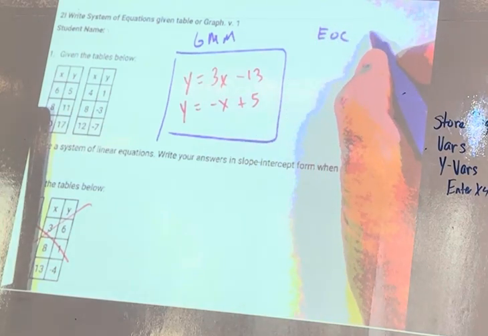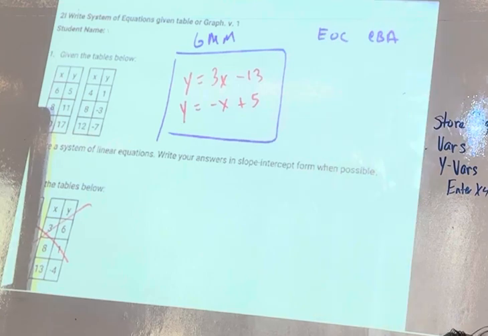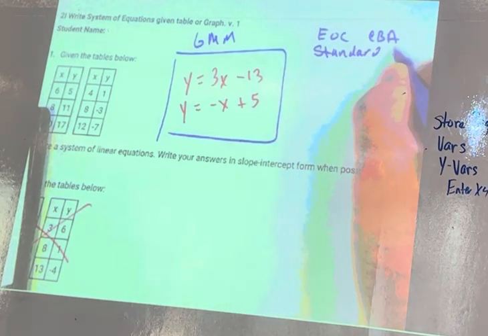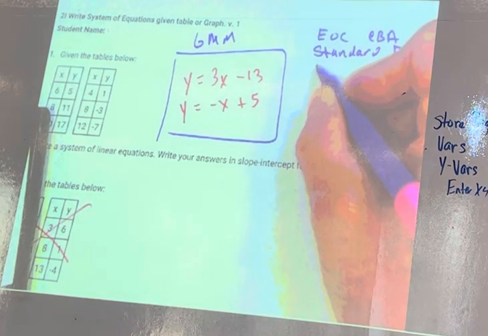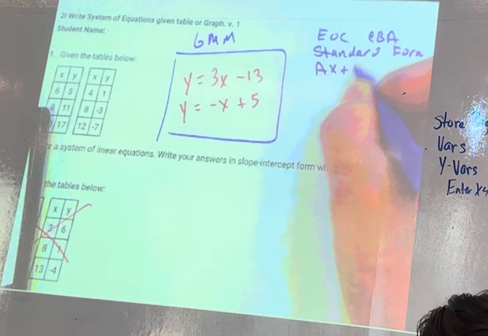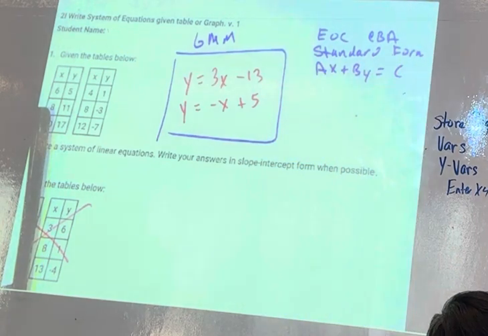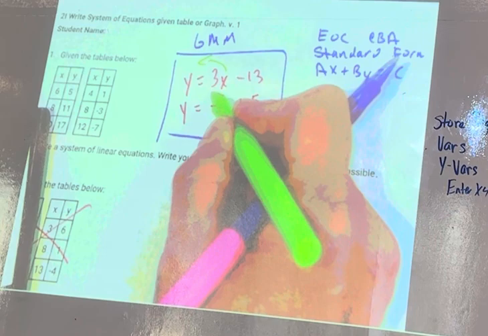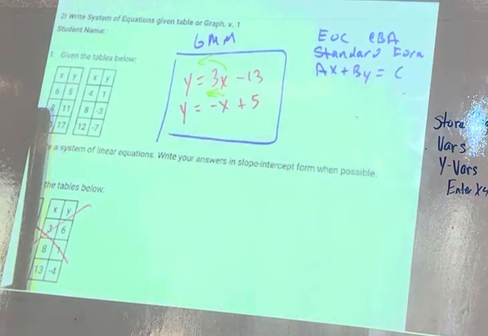On EOC or CBA, which is basically released EOC questions, they have to be in standard form. What's the formula for standard form? AX plus BY equals C. So A has to be positive and there can be no fractions. So all you're going to do is move the X's to the other side. Remember, when you move them, what happens to them? They have to change signs.